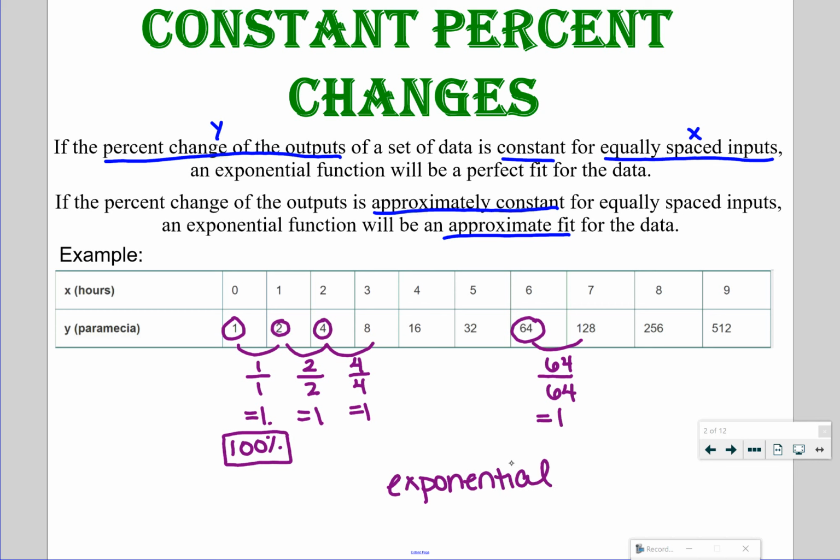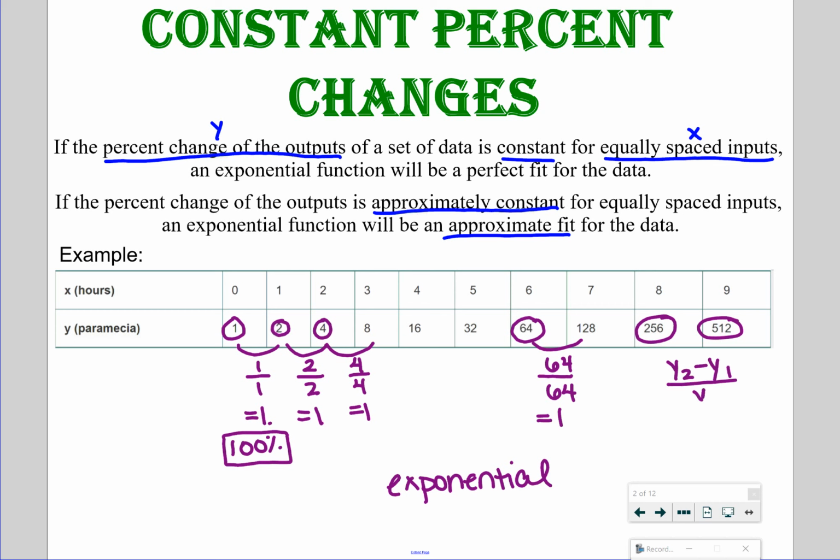So if you want a quick little formula that you could use, let's say you have two y values, any two y values in your table that are consecutive. You're going to do the second y value minus the first y value divided by the first y value, and that will calculate your percent change. Okay, so again, the one that comes second in the table minus the one that comes first in the table divided by the first one. Again, you're just calculating how much it's increasing by divided by what it started as, and that gives you your percent change.